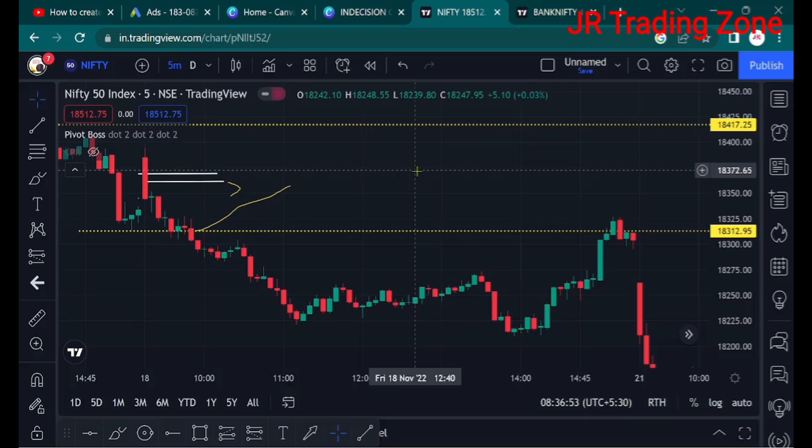Is it creating a pin bar? Is it creating an inverted pin bar? Is it creating a bullish candle? Okay, is it making a doji? What is happening in the resistance area? What is happening in the support area? This is what we have to follow.